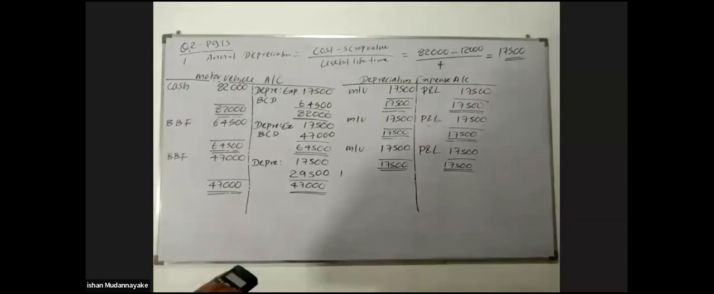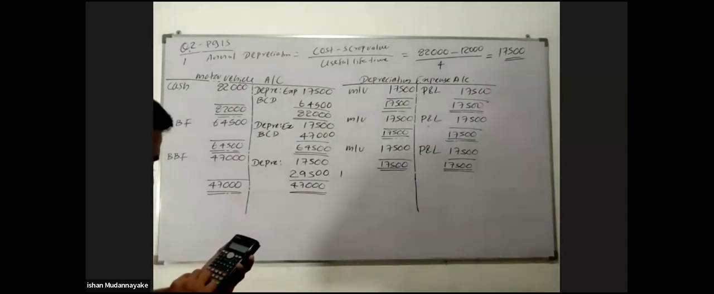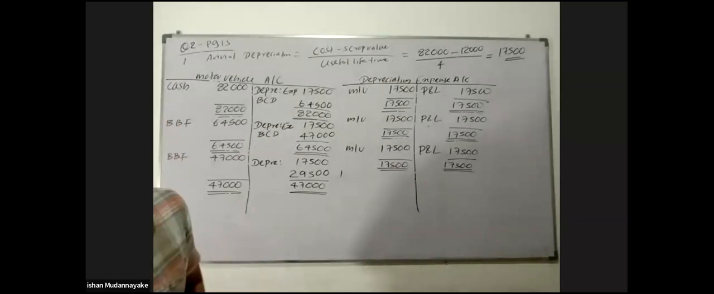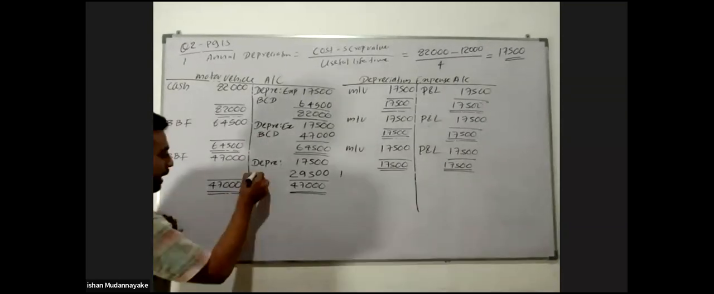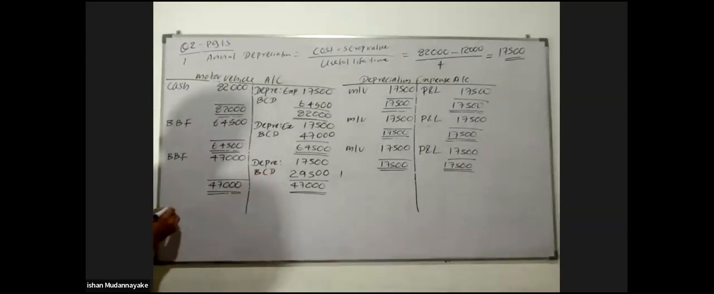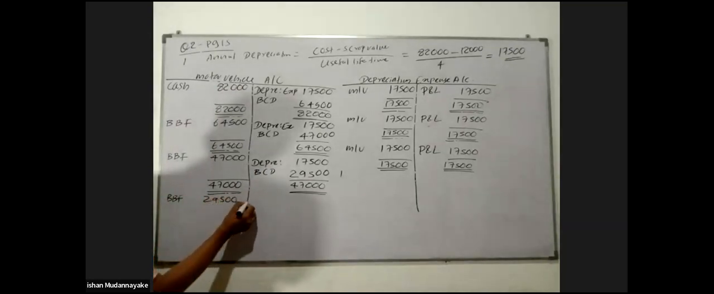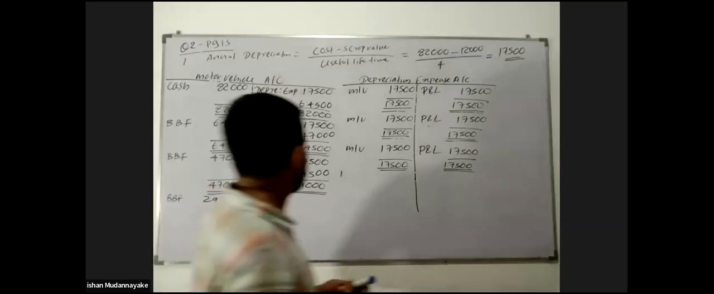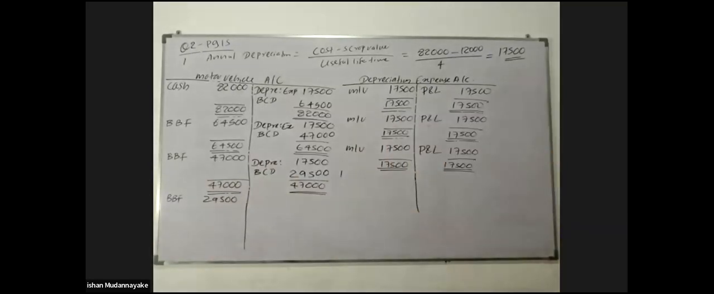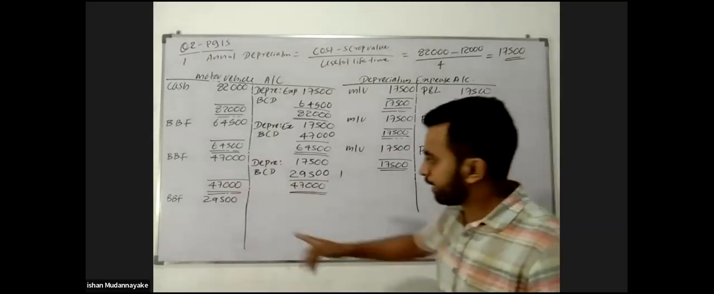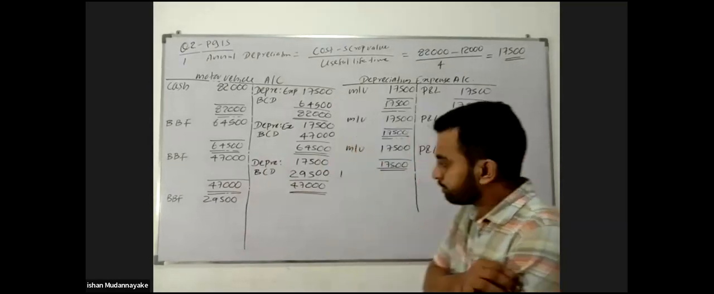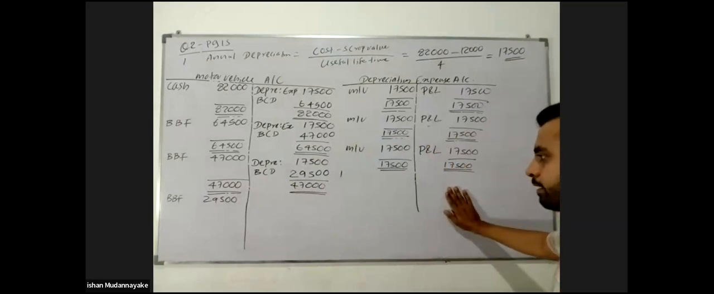Is it correct? Right, 29,500. Then balance carried down 29,500. Balance brought forward 29,500. Closing motor vehicle balance 29,500.